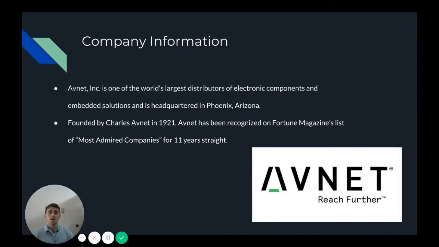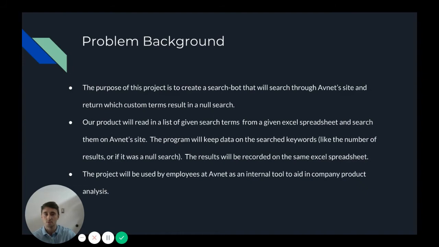So a little company background. Avnet is one of the world's largest distributors of electronic components, and they are headquartered in Phoenix, Arizona. They distribute anything from integrated circuits to high-speed routers to any company that is in need of their services. They are recognized by Fortune magazine. So pretty big company.